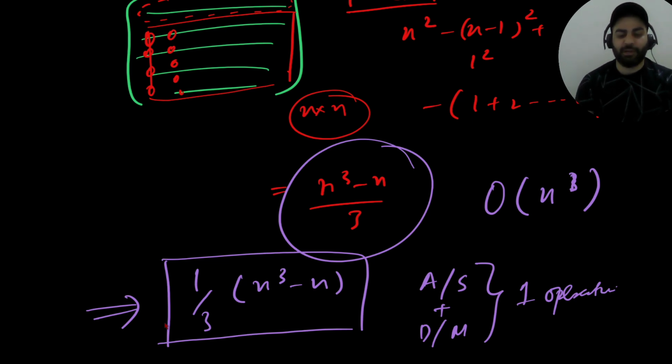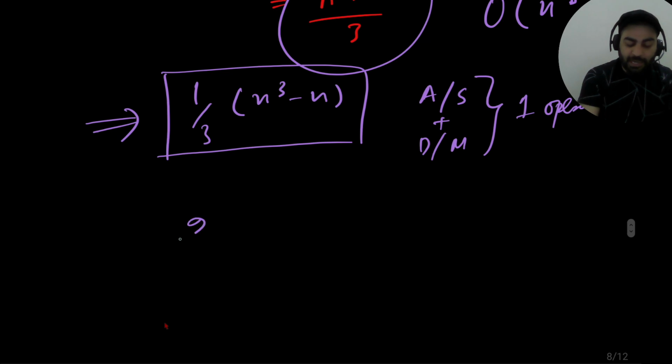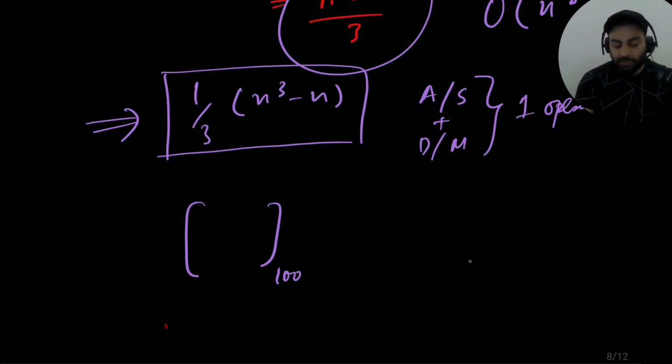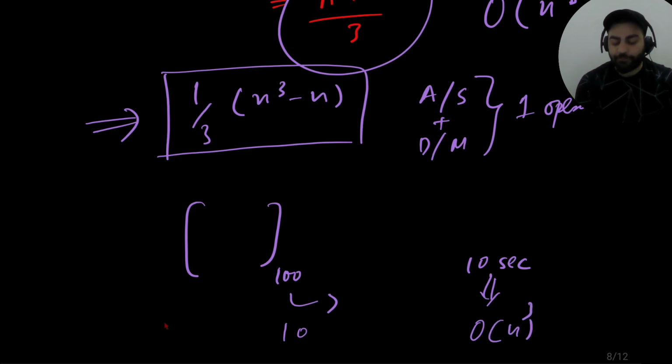This gives us an estimate. For example, let's suppose we had a matrix of 10 cross 10, 100 elements, and suppose this takes some 10 seconds. If you now increase the elements, say to 10,000, what will happen to the complexity? It will be of the order of n cube, so it will cube the time. The complexity is not linear, it will sort of cube this.